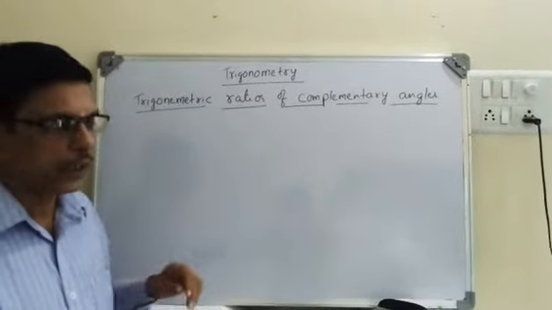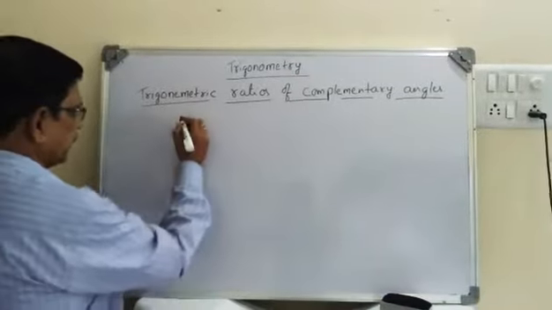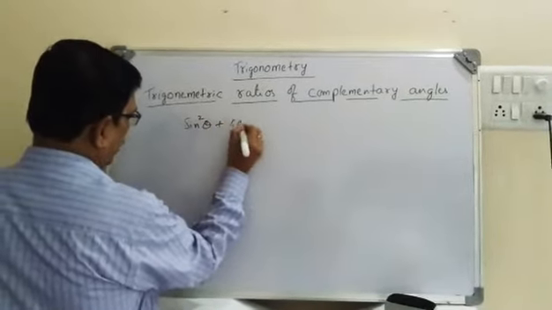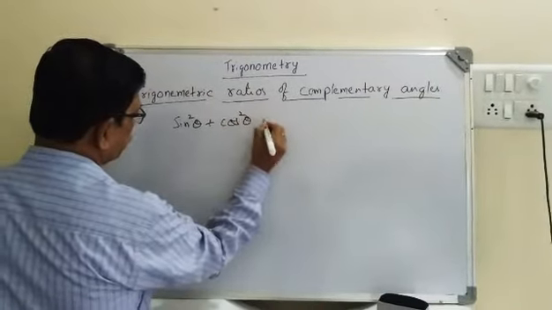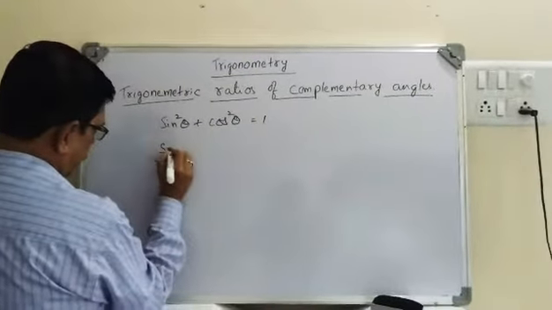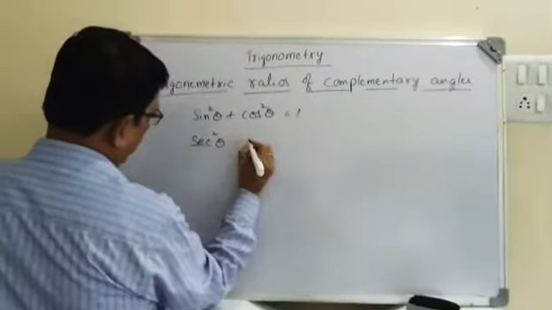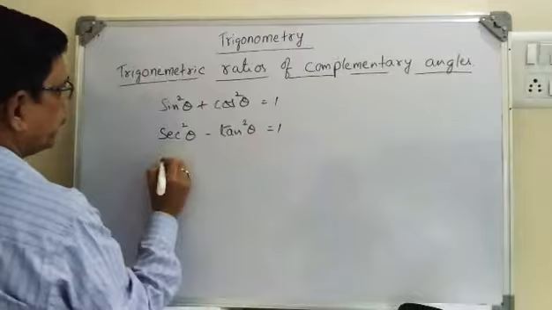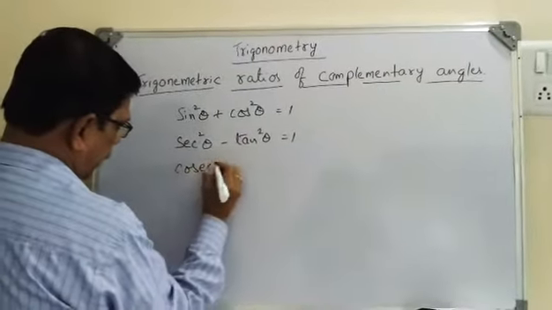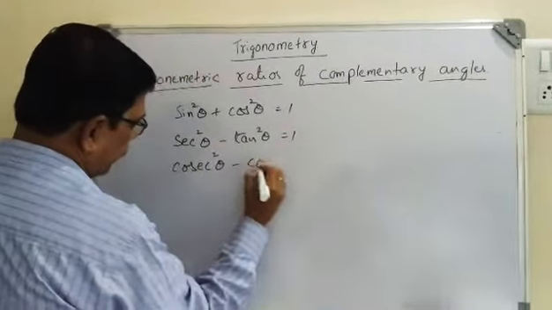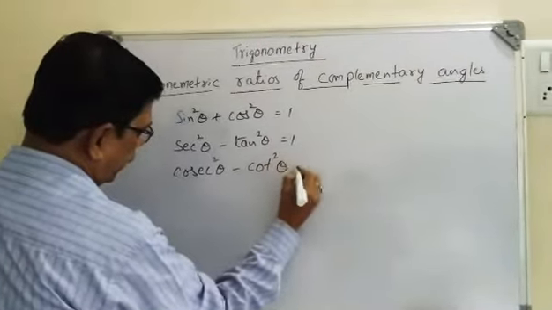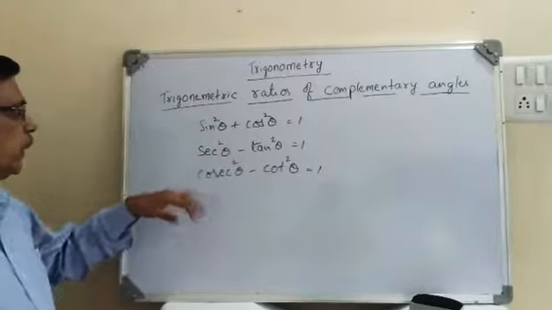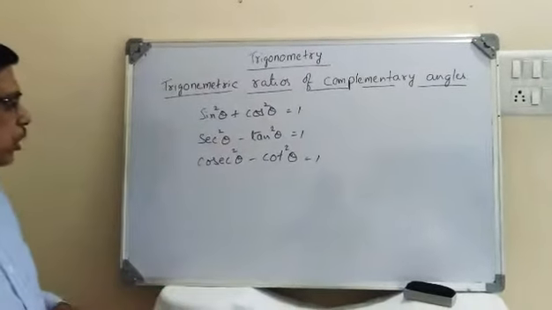There are three identities. One is sin square theta plus cos square theta is equal to 1. Second identity is sec square theta minus tan square theta is equal to 1, and the third identity is cosec square theta minus cot square theta is equal to 1. And regarding this we proved how these identities are equal to 1.